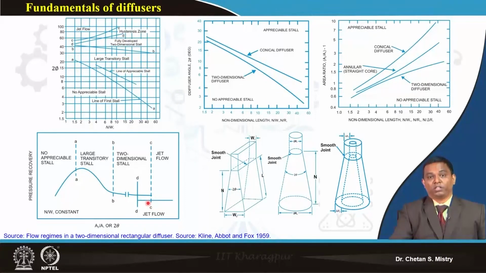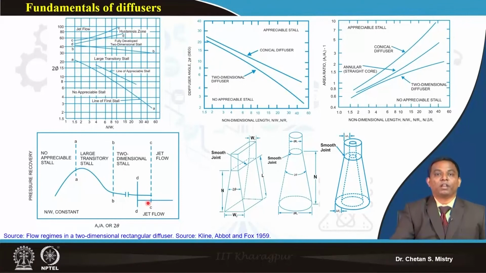Okay, so this is what is very much required when we are discussing, say, designing the diffusing passage. The question may arise in your mind, sir, why we are discussing this diffuser? What is the use of this data? I will be correlating this with the design of my compressor passage.